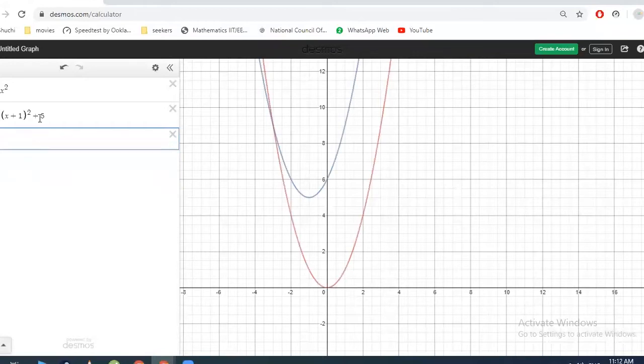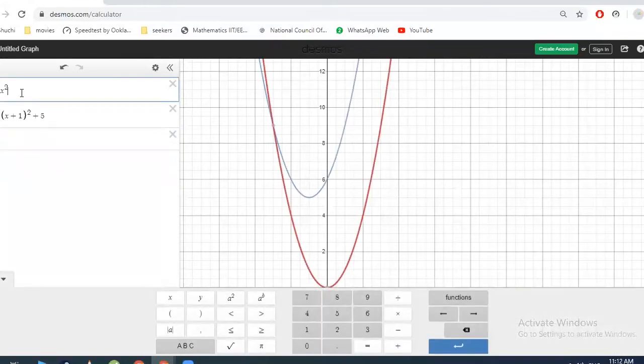What is the coefficient of x square? In the first case, what is the coefficient of x square? Tell me fast. 1, positive, greater than 0. Second one, what is the coefficient of x square? 1, again positive, greater than 0.